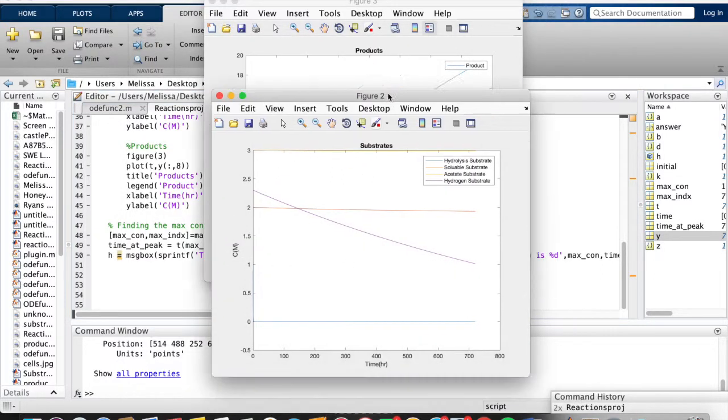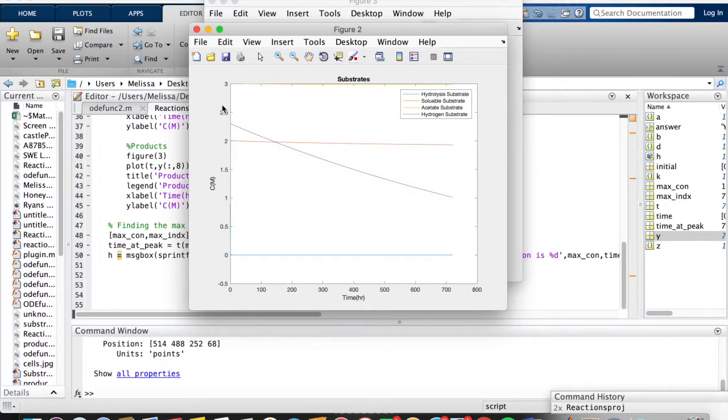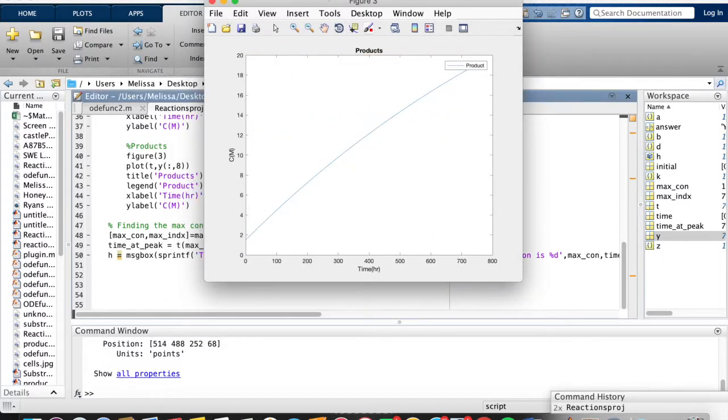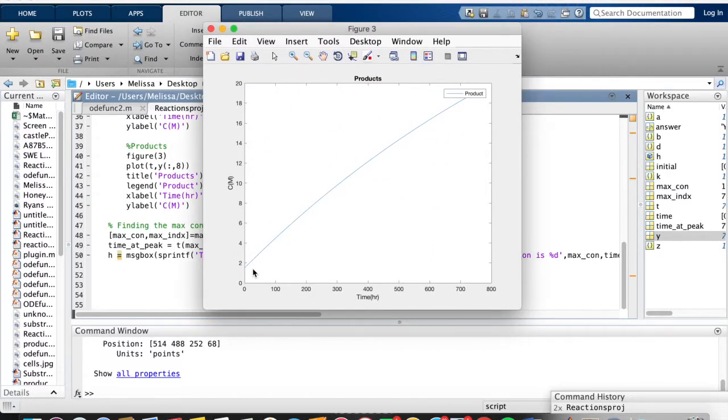For figure 2, we see the substrates. And again, we see the trend that they're all going towards zero as time passes. For the soluble substrate and the acetic substrate lines, they don't look like they're decreasing, but I promise you they are. And so is this line. You can see it starts from up here, the hydrolysis substrate, and shoots down towards zero. This makes sense because hydrolysis is our first step, so that is going to rapidly decrease. And then figure 3 is our products, and we are happy to see that it is increasing over time.